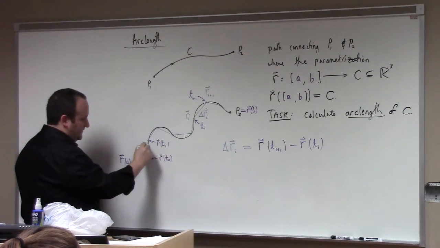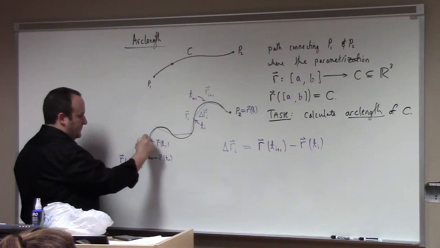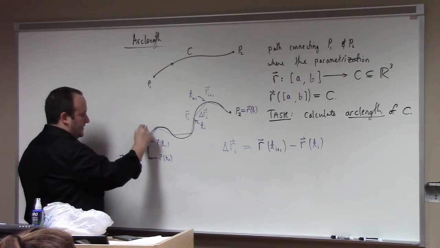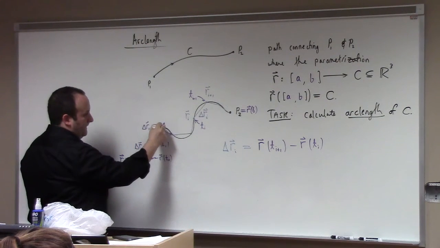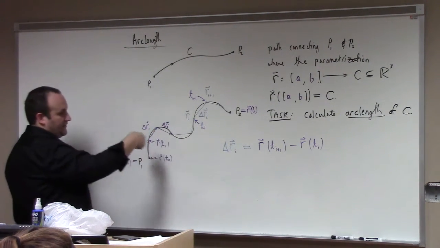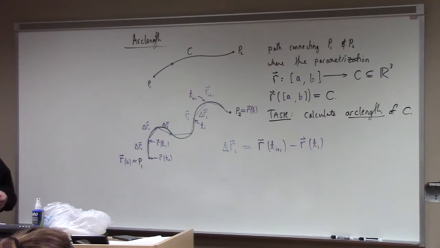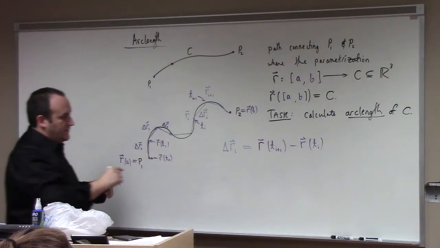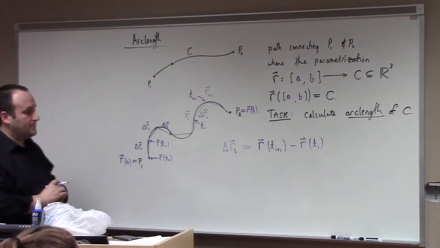So this first displacement vector would be delta R naught. This one would be delta R1. This is delta R2. These are the displacements. The sum of all these displacements gets us from point 1 to point 2. All right. So again, let's focus our attention here on the ith displacement vector to try to understand what that looks like.